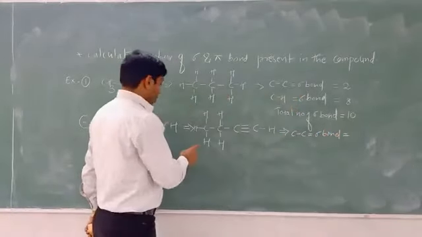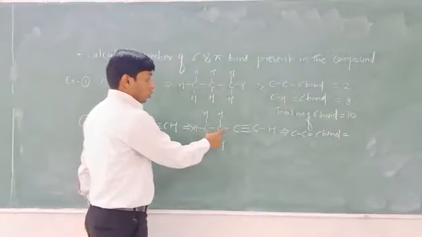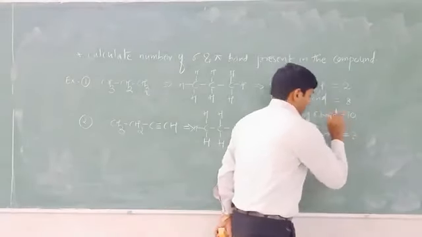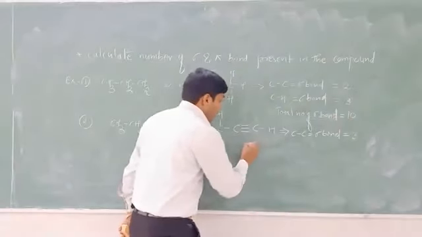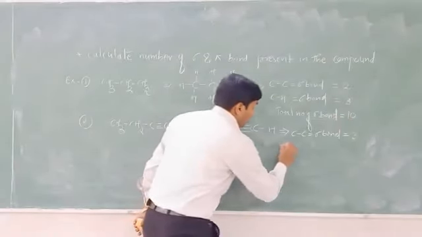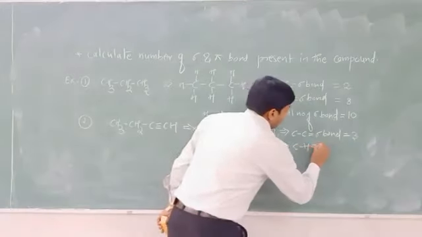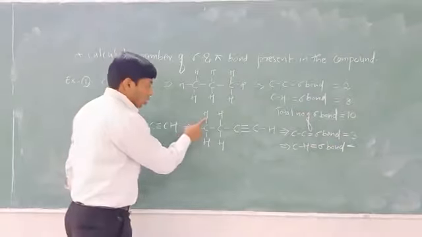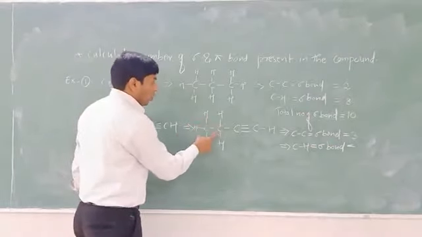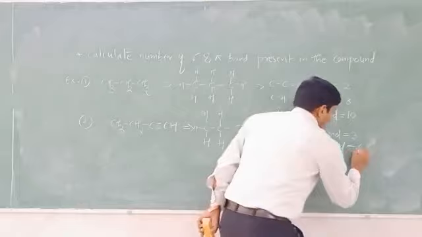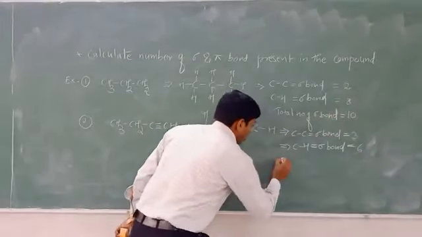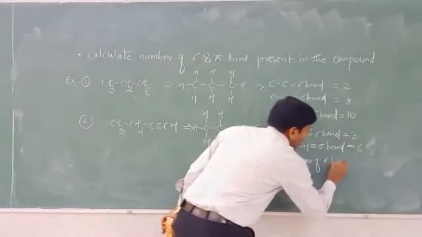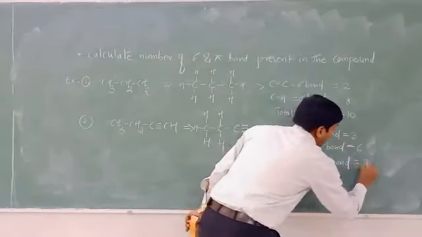So here, 1, 2, 3, there are 3 sigma bonds. How many carbon-hydrogen sigma bonds are there? Here 1, 2, 3, 4, 5, 6. So the total number of sigma bonds present in the compound is 9.